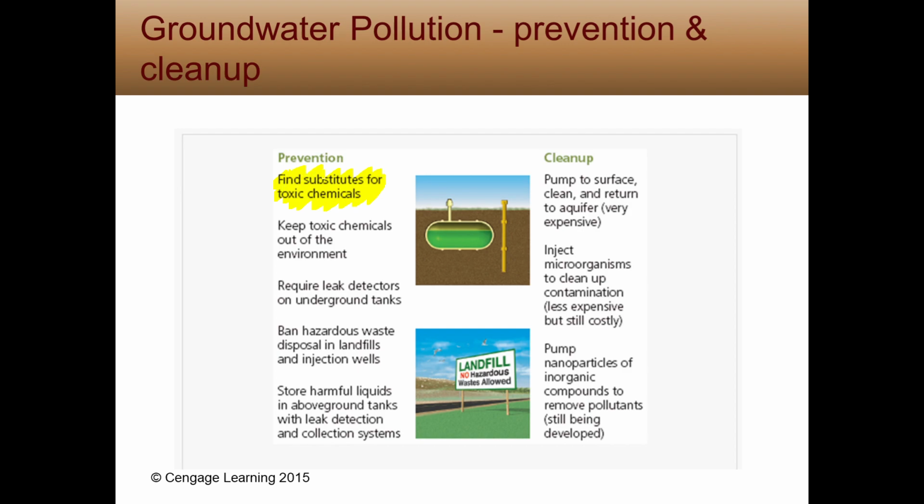Use something else. Instead of using cleaning products with phosphates, use vinegar and water to clean. And then the other one that I wrote down is this top one, ban toxic chemicals out of the environment. You could require underground tanks to have leak detectors. We'll talk about hazardous waste next week, and then also the liquids. Once it happens, now what do you do?